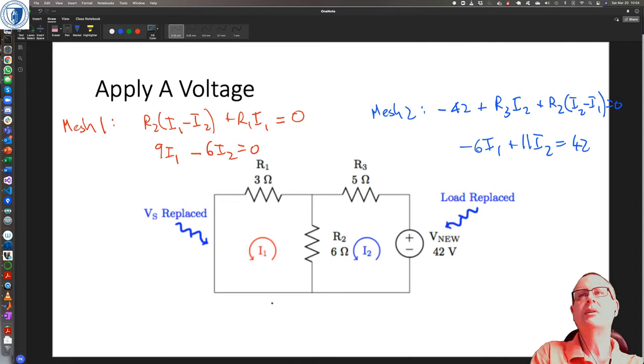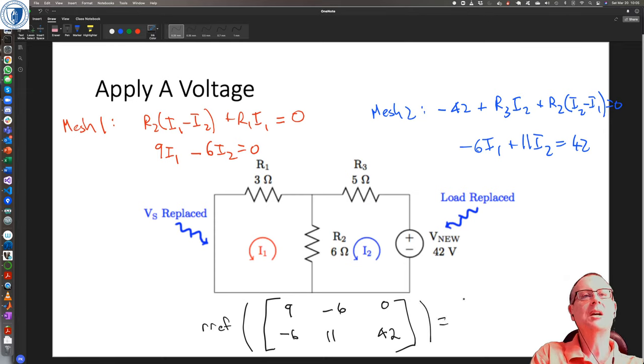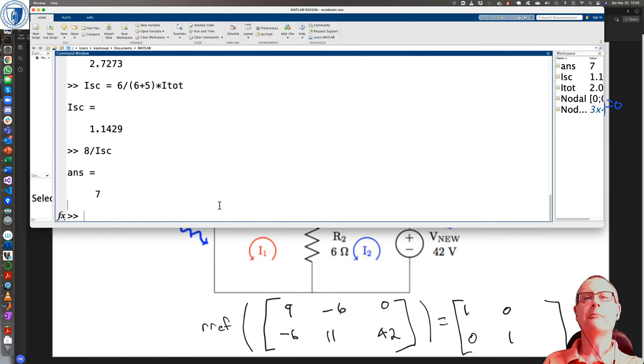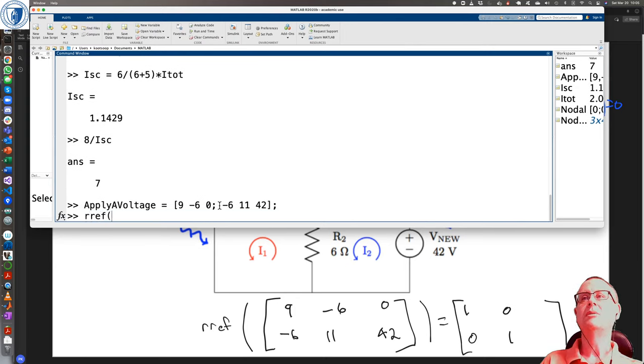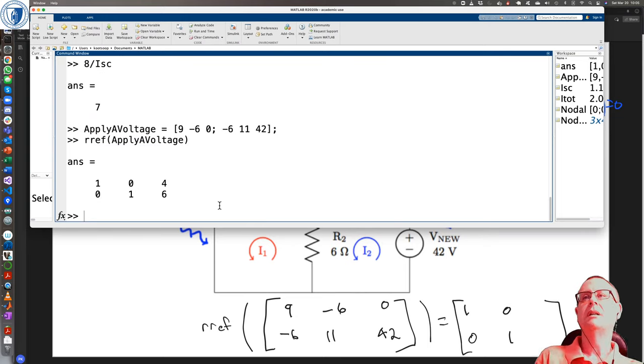And then we can just put that into our RREF type equation, right? 9, minus 6, 0; minus 6, 11, 42. And we just apply RREF, and that comes out as, I'm hoping it's going to be 1, 0, 0, 1. And let's see what it gives us for I2. Where's MATLAB gone again? Right, so this is 9, minus 6, 0; minus 6, 11, 42. Right, and then RREF, apply a voltage.